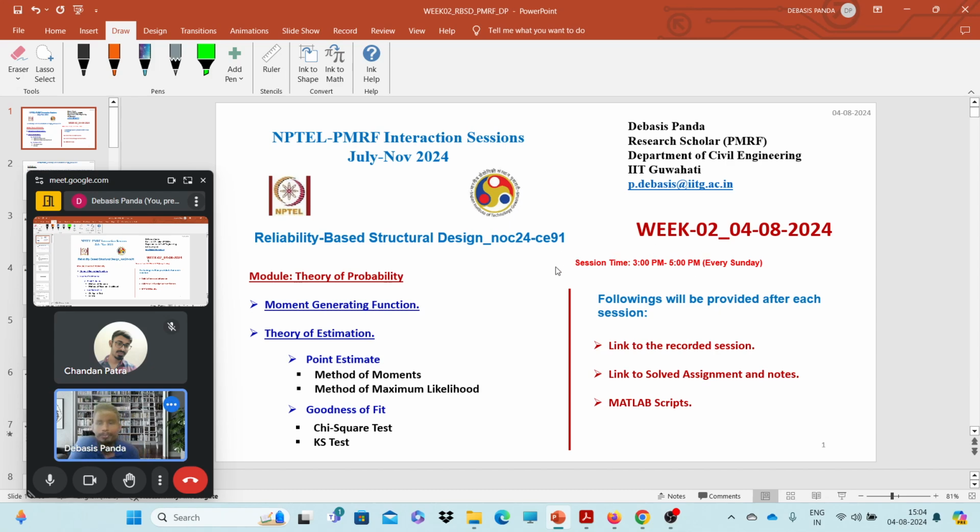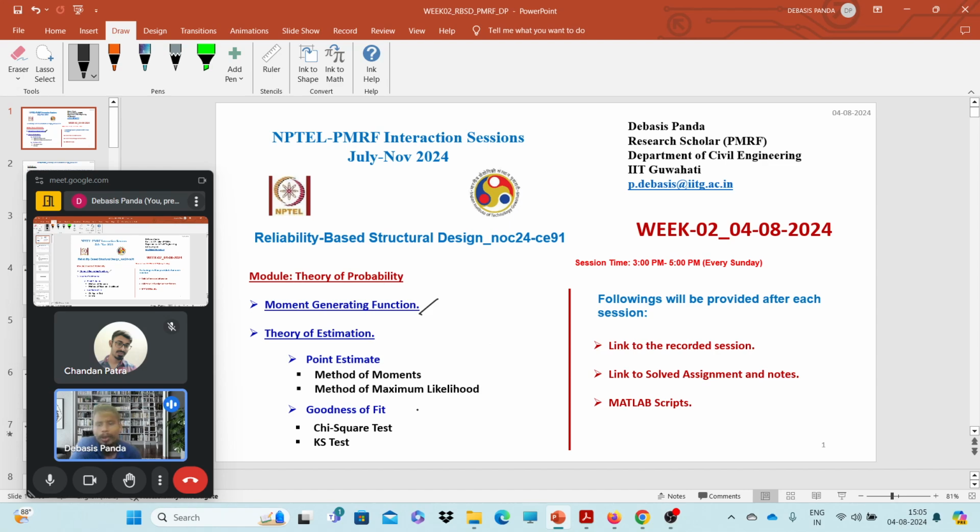Today we will discuss module 2, which is also a part of theory of probability, where we will first solve problems related to moment generating functions. Then we will move to theory of estimation, where we will solve problems related to point estimate. Particularly, we will solve tutorials related to method of moments and method of maximum likelihood. We will also solve some tutorials related to bias and unbiased problems.